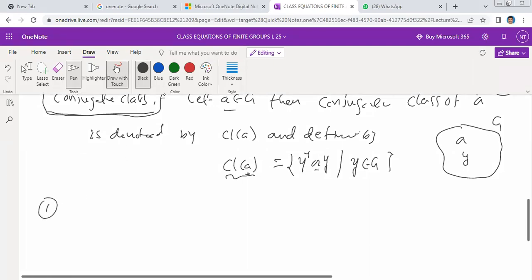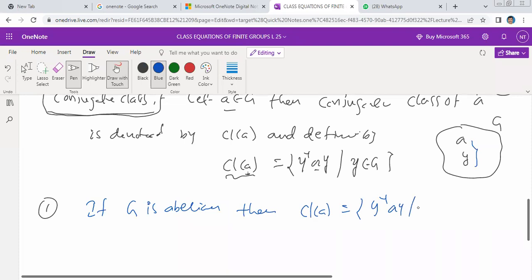First one, my question is, if I'm taking the group to be abelian, what happens? If G is abelian, what is the conjugate class of A? It is Y inverse A Y such that Y belongs to G. Since Y and A are both in G, and G is abelian, it satisfies the commutative property.